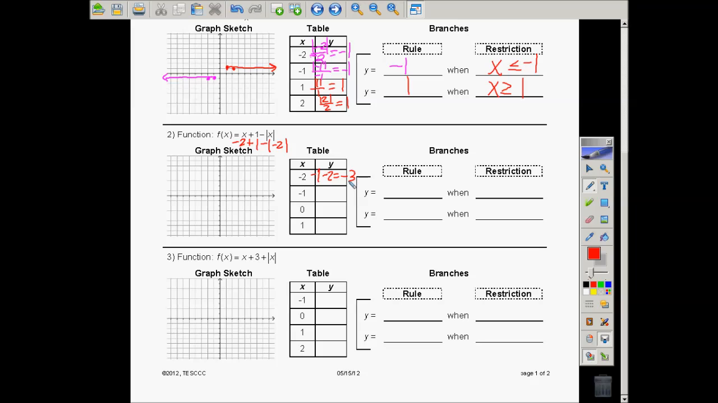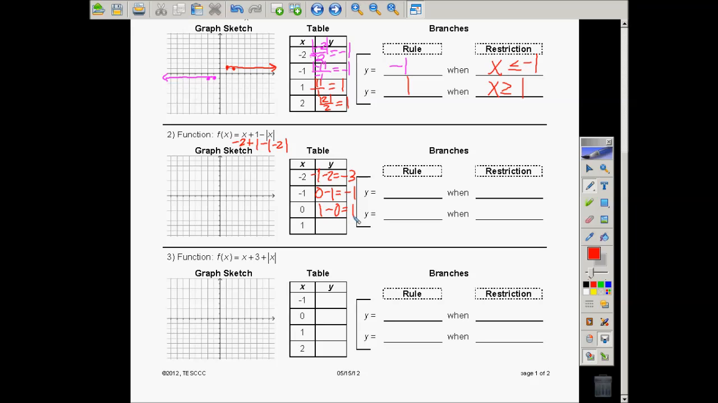So then I'm going to do the next one. So I plug in negative 1. Negative 1 plus 1 is 0. Absolute value of negative 1 is 1. So 0 minus 1 equals negative 1. I'm going to plug in 0 again. 0 plus 1 is 1. The absolute value of 0 is 0. So 1 minus 0 is 1.